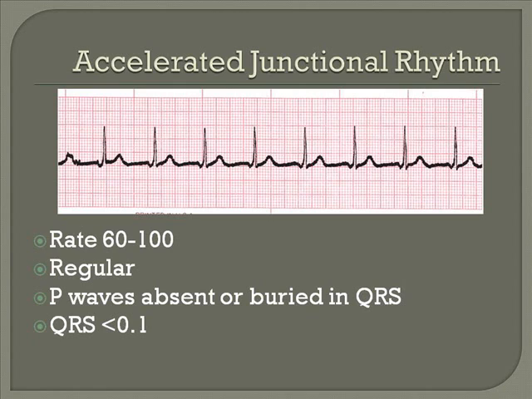Now, as the AV node's normal rate is 40 to 60, it can run faster than that, but if it's not yet over 100 beats a minute, which is tachycardia, we call it an accelerated junctional rhythm. So this is going faster than the normal rate, but is not yet considered tachycardia. Again, that's a rate of 60 to 100 beats a minute. It remains very regular, and there are still no P waves in here, and we have narrow QRSs.